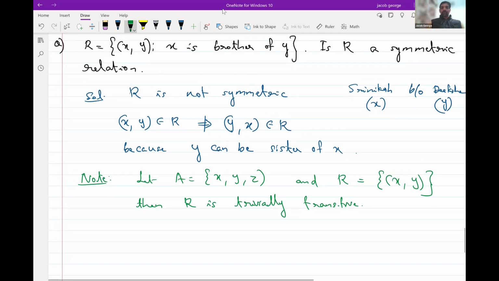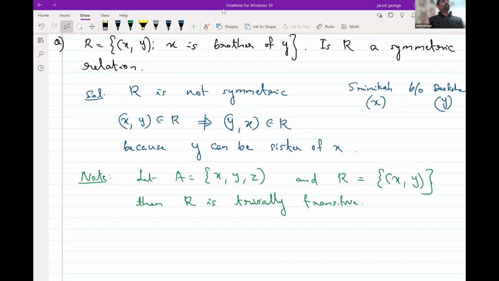You can start with the curly bracket, because a relation is always a set. A relation is a set of ordered pairs because it is a subset of A cross A. Oh, sorry, this is wrong. So you will correct it.